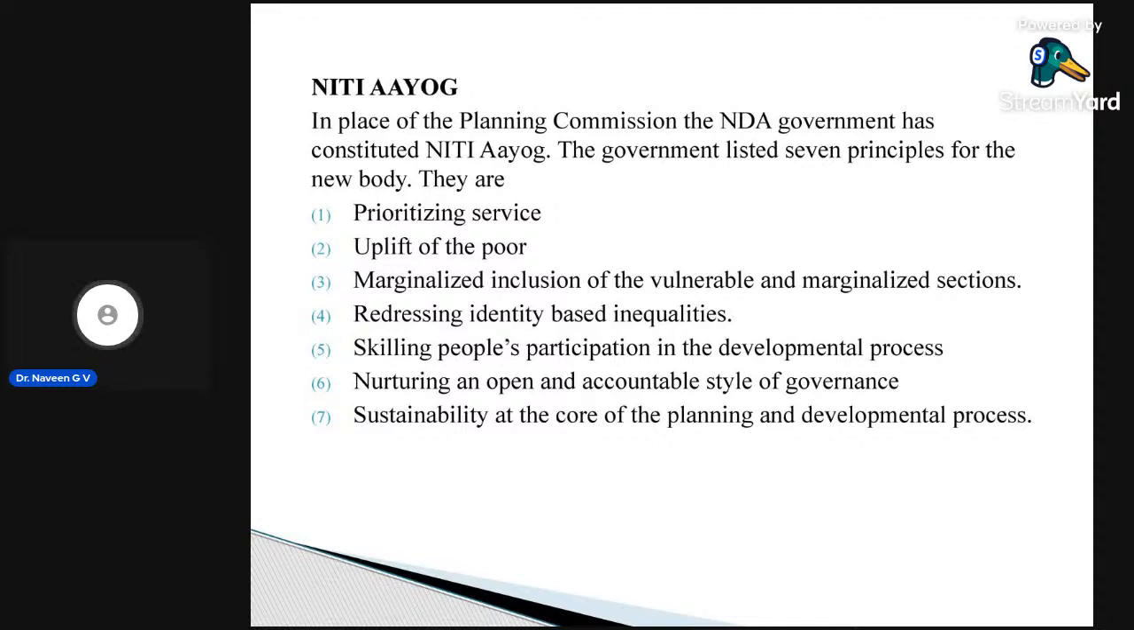In these ways, the government released an e-book that spells out the structure and functioning of Niti Aayog, the National Institute for Transforming India. This is a replacement of what? The Planning Commission. Whatever steps they took for the services and the poor, and in future, whatever they want for planning of the country, in these circumstances, Niti Aayog has come into being.